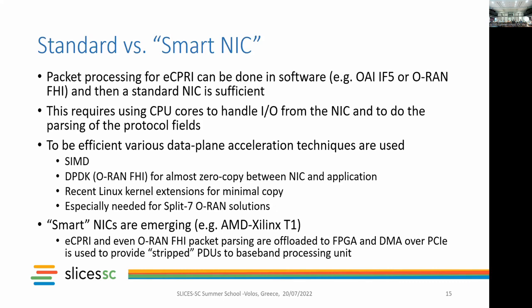These smart NICs are emerging. So there is one from AMD Xilinx called the T1. Here, EC3 and even the ORAN fronthaul interface packet parsing are completely offloaded to FPGA. And there are direct memory access transfers over PCI Express to provide the PDUs for the baseband processing. So all of this packet processing that's done in software is offloaded to a hardware accelerator. You will see more of these things in time. And if vendors actually adopt solutions on top of something like ORAN, they will be forced to use these things for cost and/or power consumption. Not necessarily this design solution, but something equivalent.